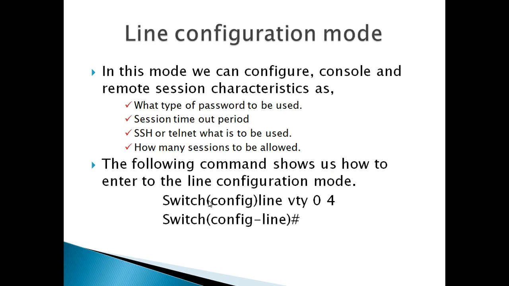Then the line configuration mode. What is the line configuration mode, how to enter it and what does it do? In this mode we can configure console and remote session characteristics. Normally what we enter over here is line vty. This is one sample, but line console configuration we can also do. This is the telnet configuration, line vty 0 4, which means that from 0 to 4, up to 5 sessions can be enabled. 0 is the starting point, 4 is the ending point: 0, 1, 2, 3, 4. Up to 5 users can be connected over here.